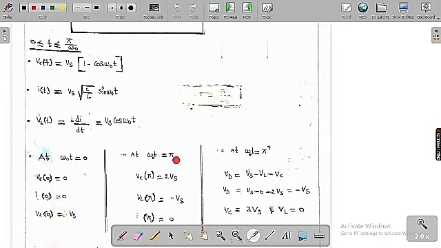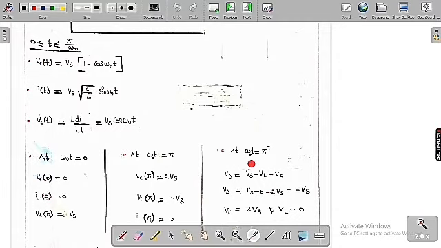At omega naught t equal to pi, if you substitute in this expression, cos pi is minus 1, so minus of minus is plus 1, and 1 plus 1 is 2. So 2 into Vs. So Vc of pi is equal to 2 Vs. And if you substitute in this expression, sin pi is 0, so I of pi is equal to 0 at that instant. And Vl of pi, if you substitute pi, we get negative 1, which means minus Vs. So you are going to get minus Vs.